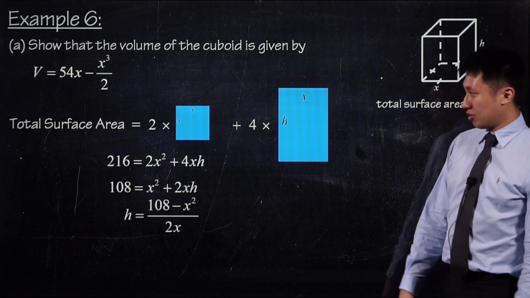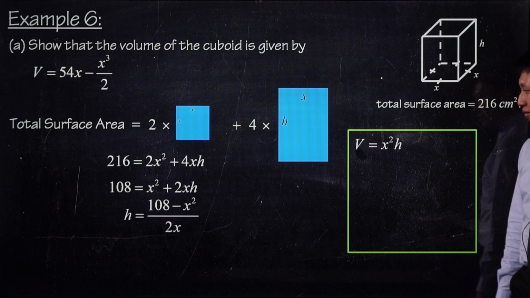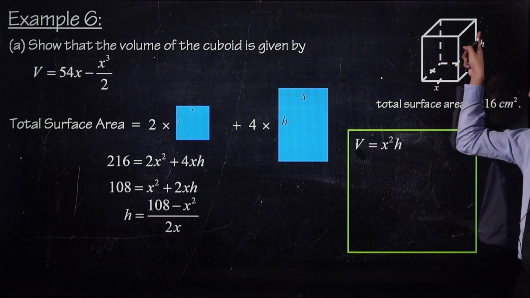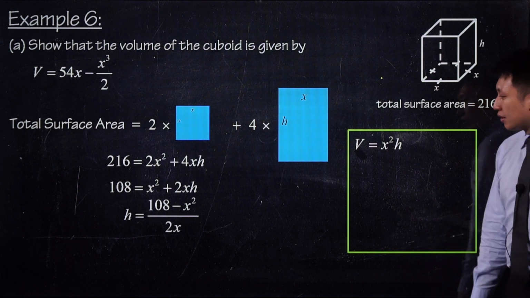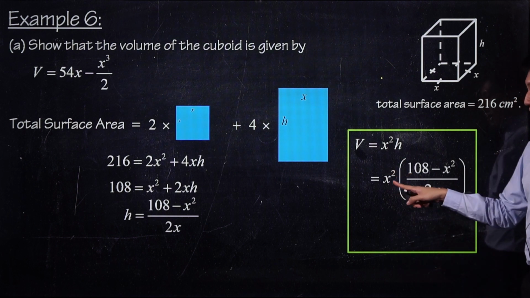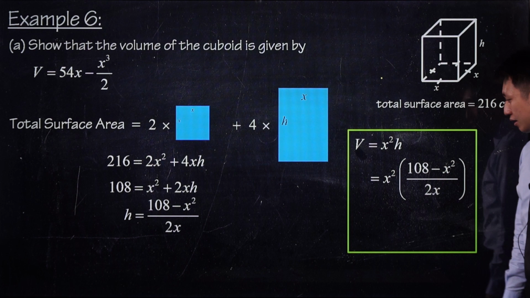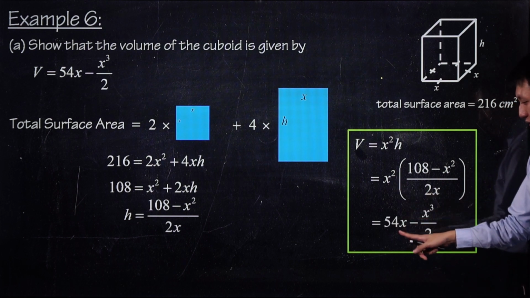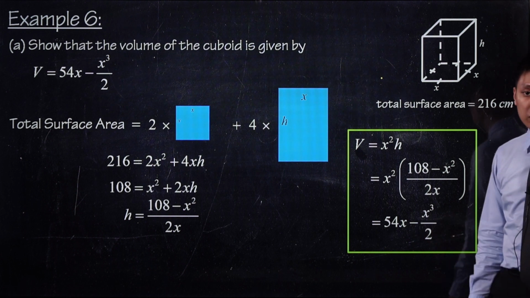Alright, then now volume of this cuboid is x squared h. Okay, no argument, right? x squared times the height, then it's the volume. So x squared, leave it unchanged, h change it to that one, and I can cancel off things, then I'll just get 54x minus x cubed over 2.